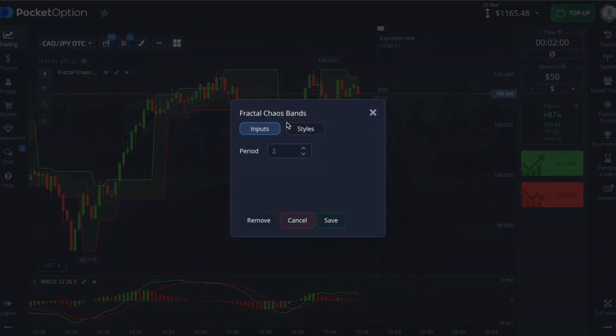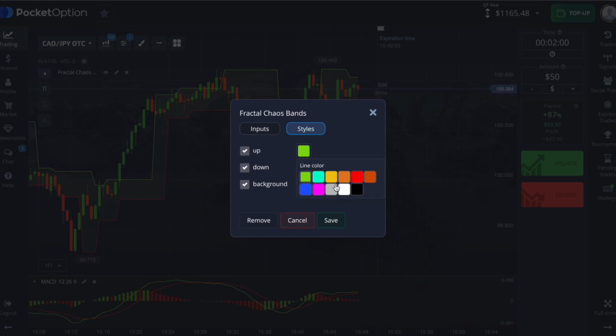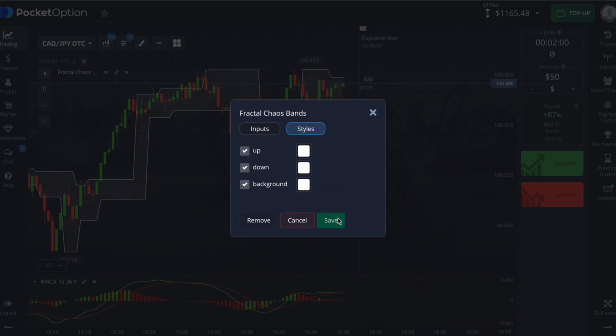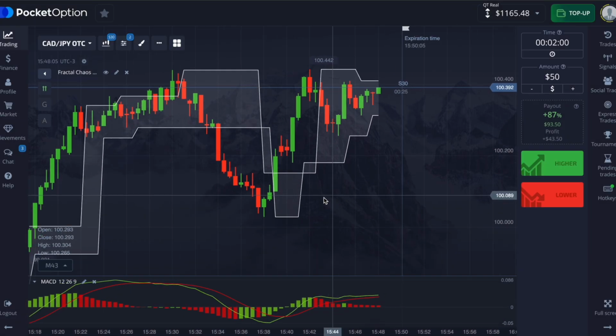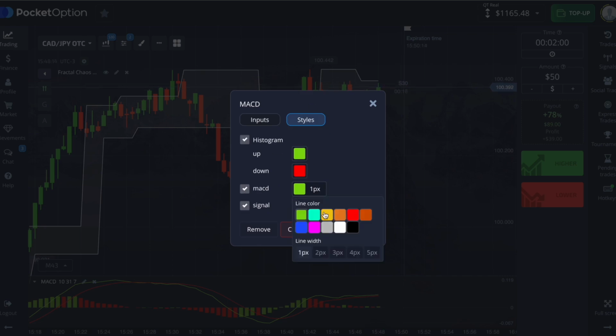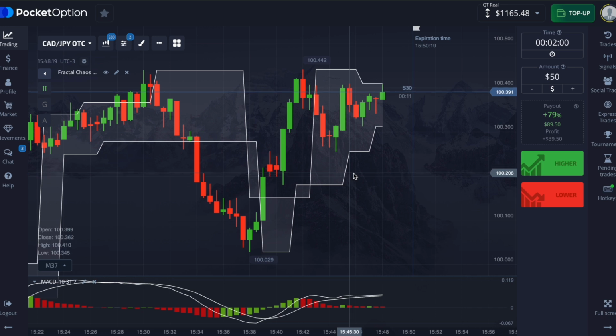In the fractal chaos bands indicator, we won't change the period. I prefer a white color, so let's set the lines and background to white. You can choose the line color as you like, save the settings. Now, let's move on to the MACD indicator. In the line styles section, set the color to white and also save the settings. These are all the settings we need to adjust.